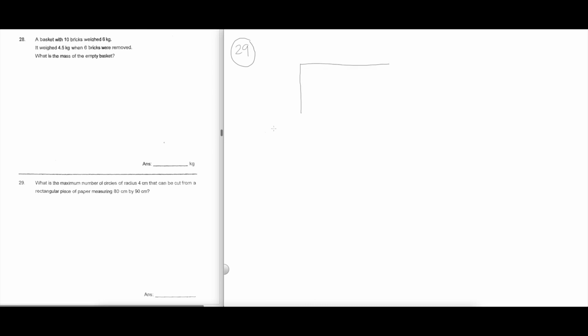I'll try and draw it to the best that I can, alright? So this is length. Length is 90 cm. And my breadth is 80 cm. Okay. So for this side, for my breadth, how many 4 cm radiuses can I fit? So when we talk about 4 cm radiuses, that means like that.